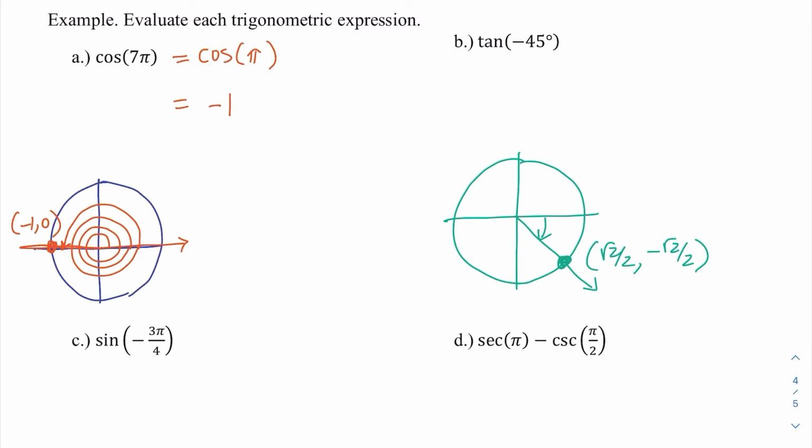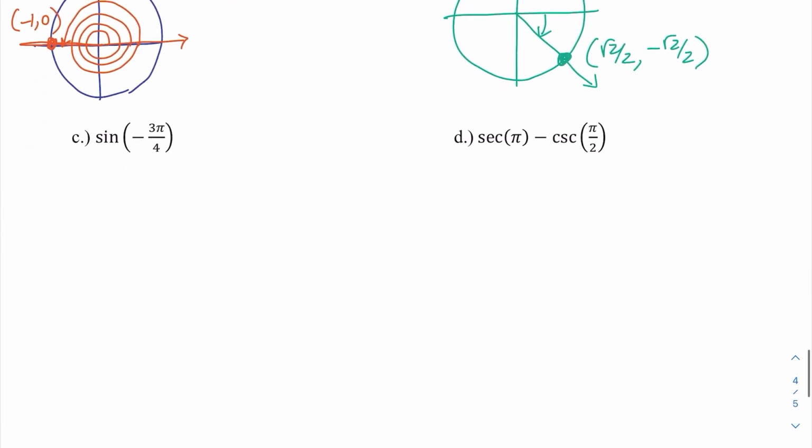And so the tangent is going to be y over x, so negative root 2 over 2 over root 2 over 2. So this is just something divided by itself, but they're opposites, so the answer is negative 1. Okay, so let's do that same kind of thing.